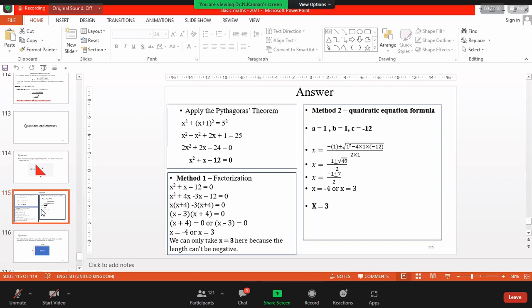So it can't be minus 4 because a length of a line can't be minus. So it comes as x is equal to 3. Yes, excellent. Thanks a lot. So she has done this one perfectly, right? She has used the method that I have used to solve this. It is, of course, very good. I'm really happy for that.